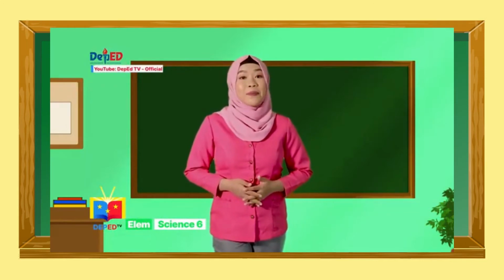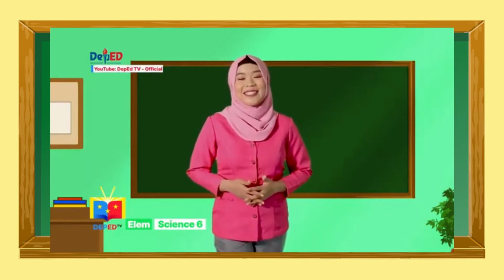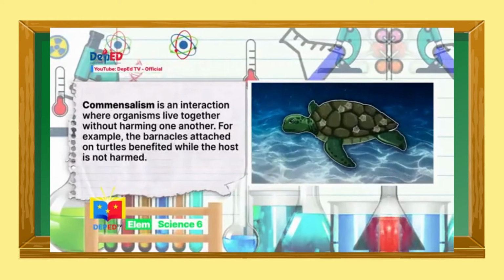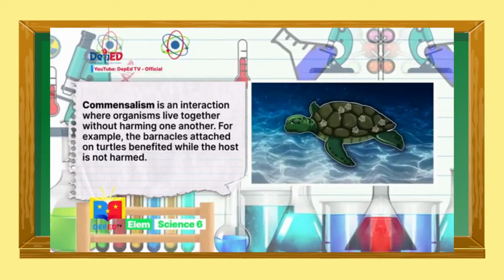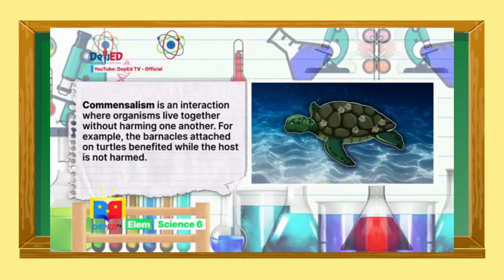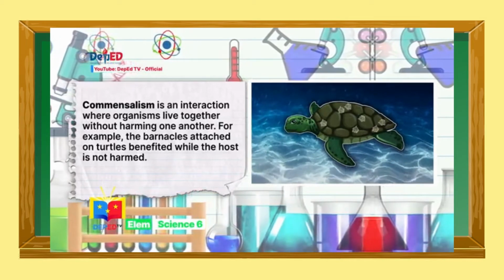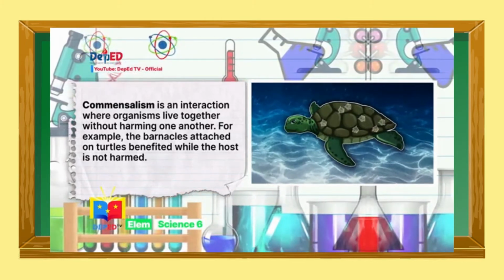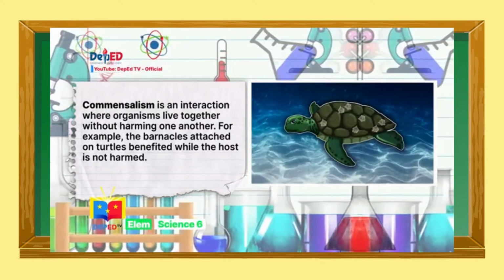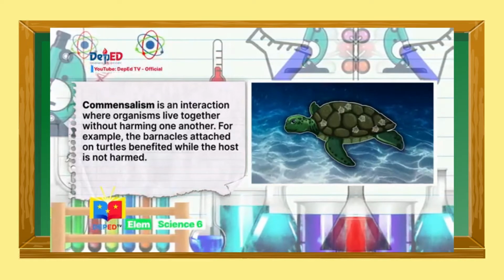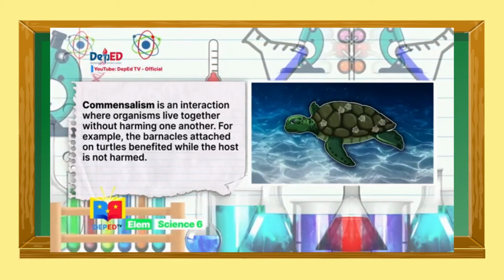Now, let's learn more of these interactions. The first interaction is commensalism. Commensalism is an interaction where organisms live together without harming one another. For example, barnacles attached on skin of turtles without harming them. Barnacles are benefited while the host is not harmed.